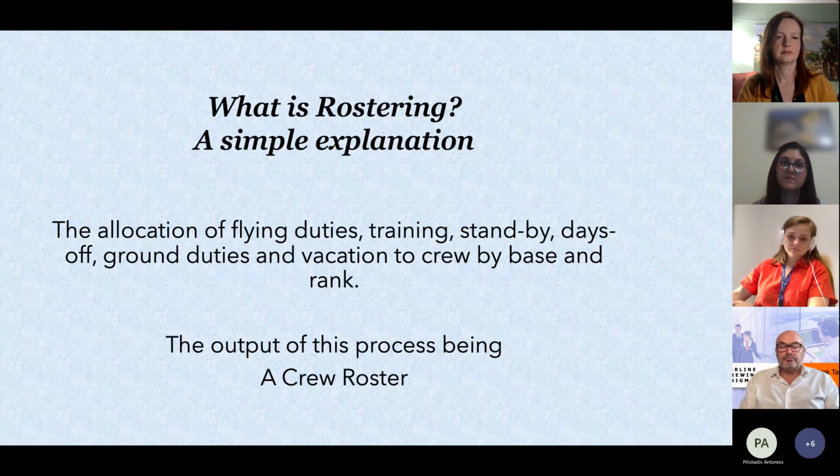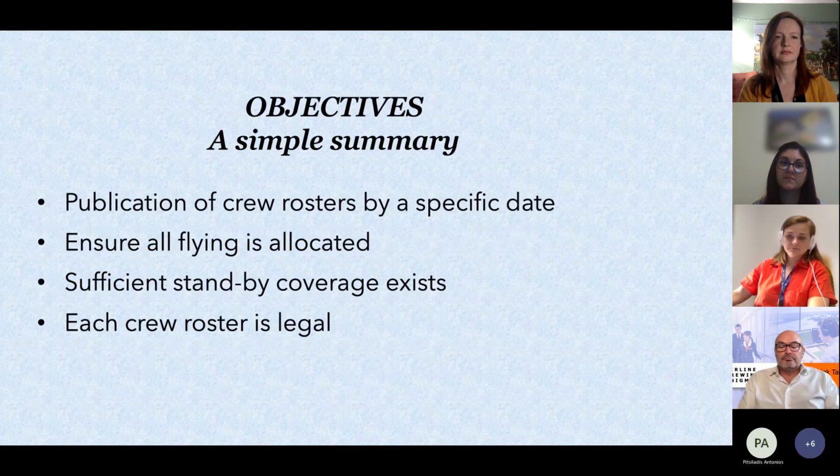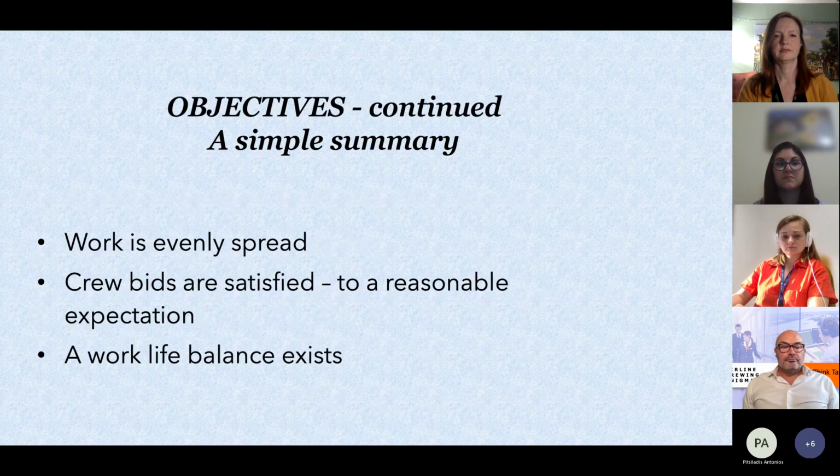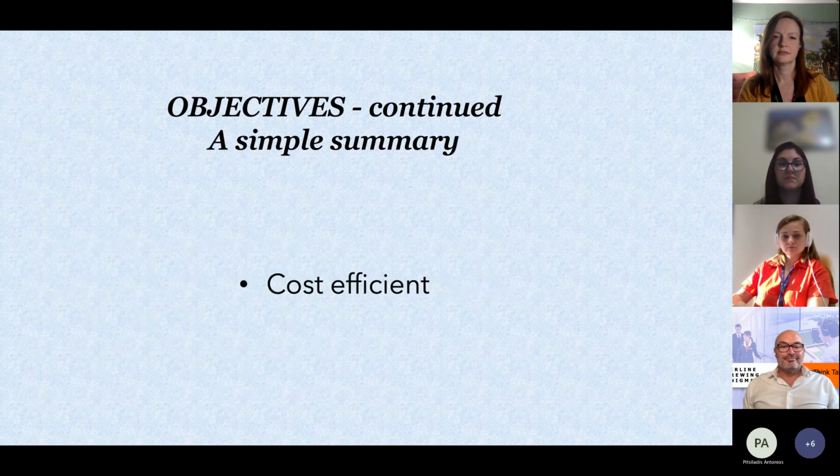But what are the objectives of this process? The publication of crew rosters by a specified date is most important. Each roster is legal, another important factor. We also need to make sure the work's spread evenly. There's one more important thing. It has to be cost efficient. So to the layman, that's not hard. What's the problem?